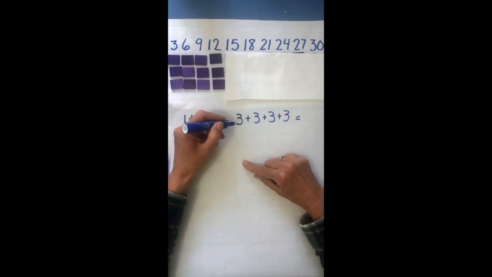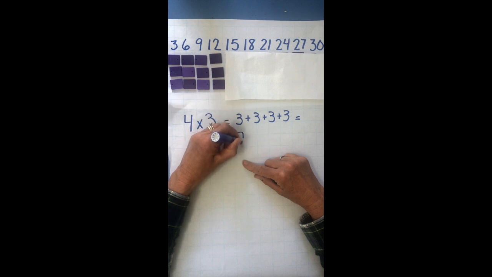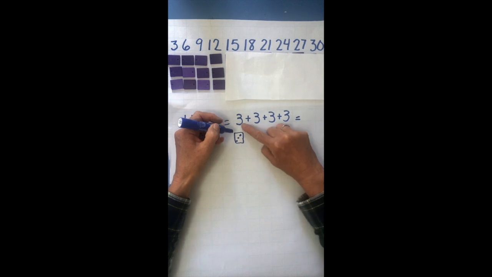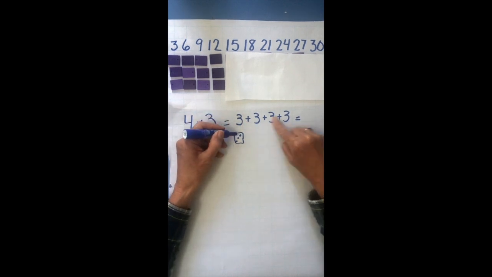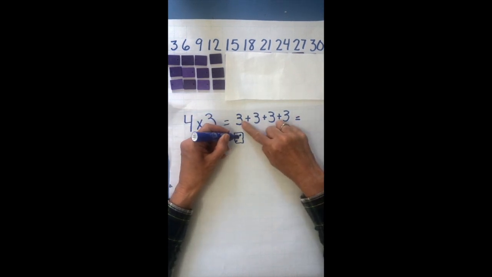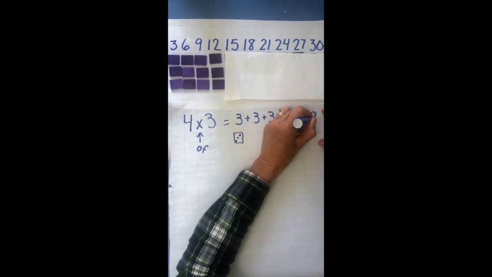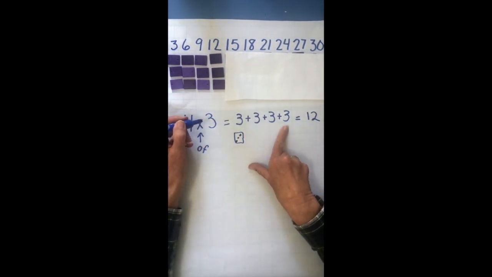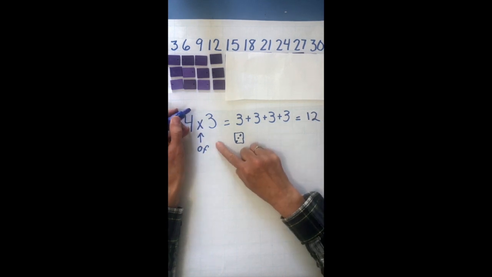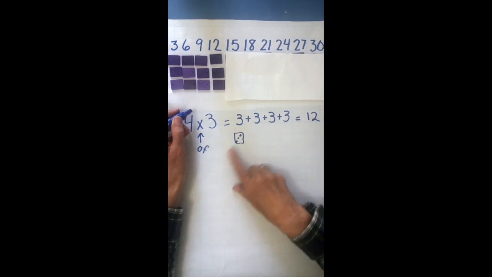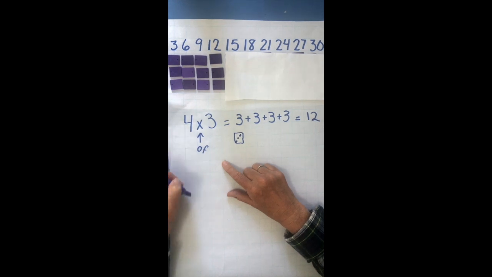So if I wanted to count this and I didn't know my skip counting songs, what I like to do is draw a die and I just count it. So I'm going to count all these numbers up. 1, 2, 3, 4, 5, 6, 7, 8, 9, 10, 11, 12. So this equals 12. So I could use repeated addition and not use my skip counting songs to multiply. Or I could actually multiply.